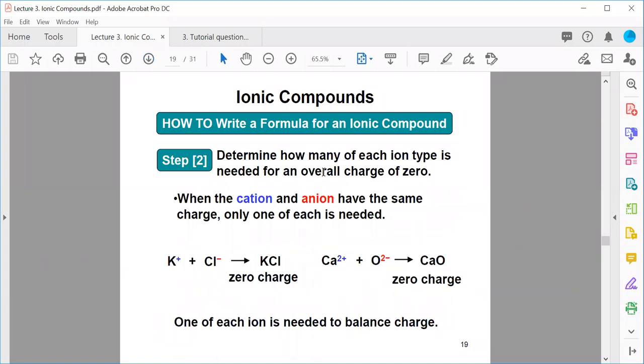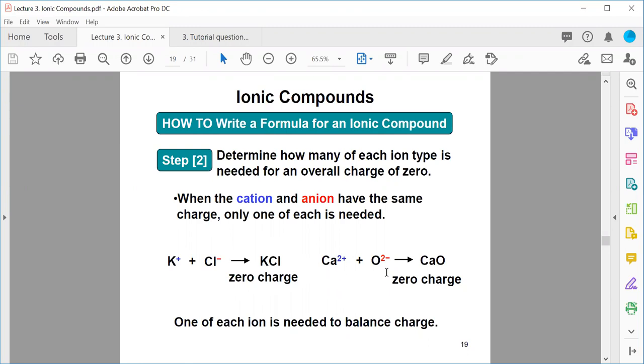All right, determine how many of each ion type is needed for an overall charge of 0 in the final compound that's formed. All right, so once again, another example. This is straightforward. We've got a single positive charge here on the potassium, single negative on the chloride. So we only need one of each to balance out, giving a 0 charge for potassium chloride.